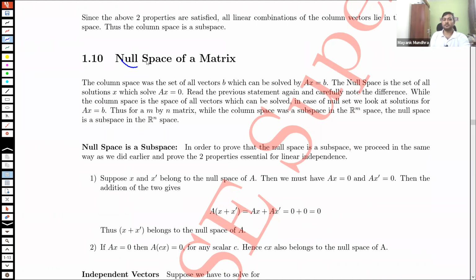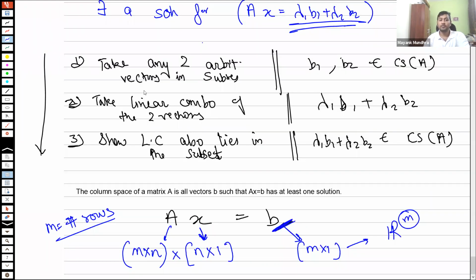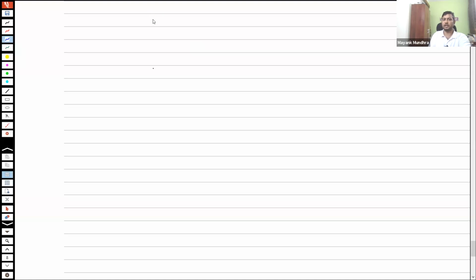Now, what is the null space of a matrix? The column space was the set of all B vectors such that Ax equals B had a solution. The null space is the set of all solutions x which solve Ax equals 0. For the null space, I'm not going to even focus on B. I'll forget about B altogether for the time being.